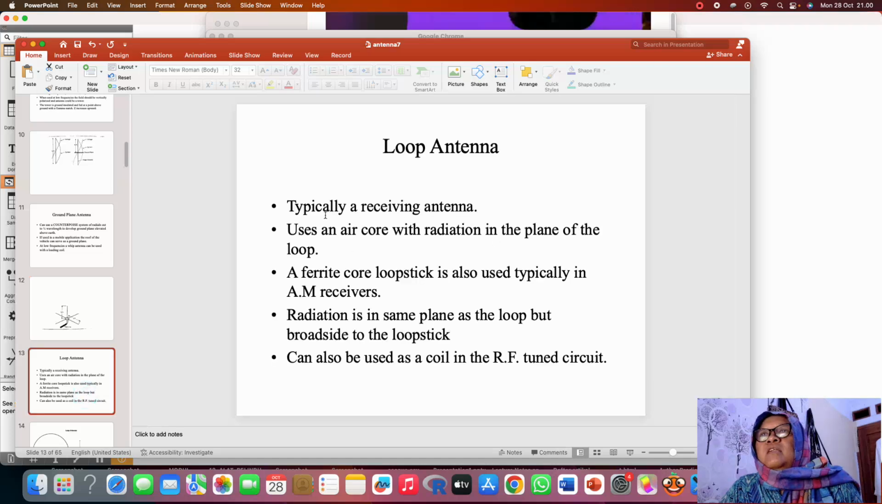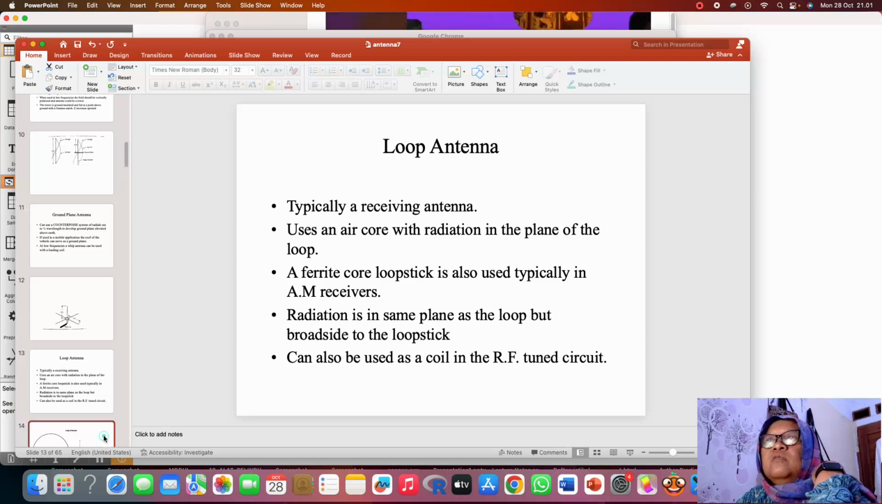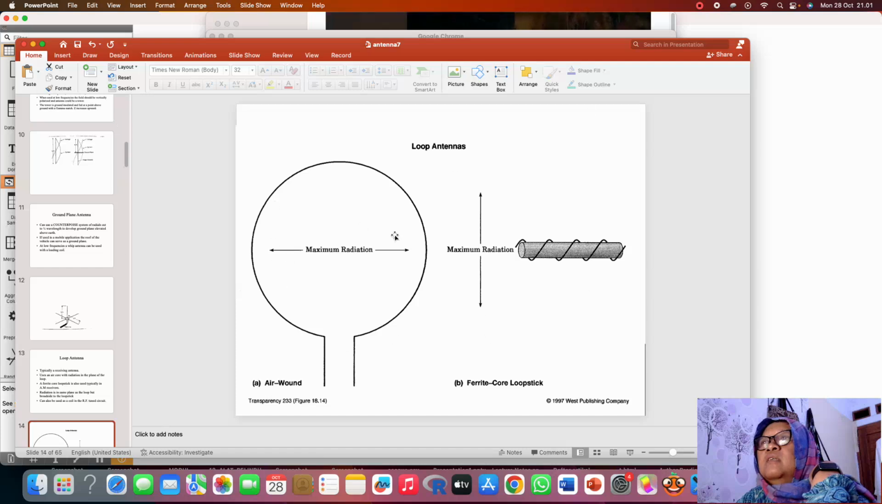The loop antenna is typically a receiving antenna, using an air core with radiation in the plane of the loop. A ferrite core loop stick is also used, typically in an AM amplitude modulation receiver. Radiation is in the same plane as the loop but broadside to the loop stick. It can also be used as a coil in the radio frequency tuned circuit. Now this is the loop antenna, and this is the ferrite core loop stick.